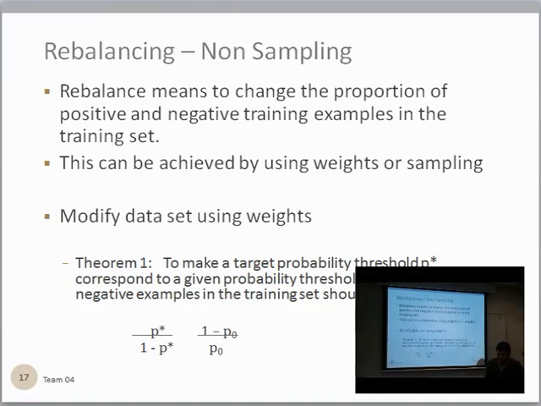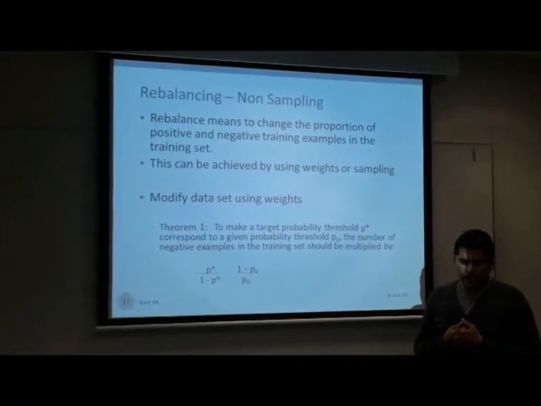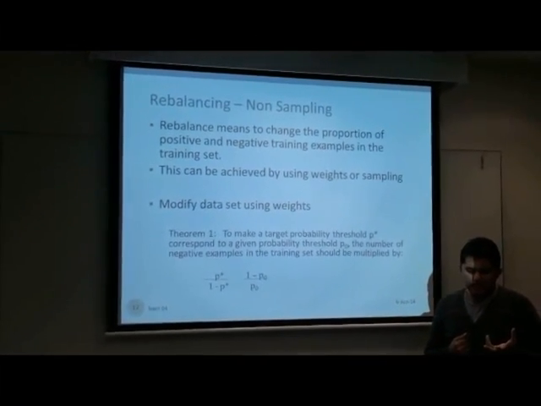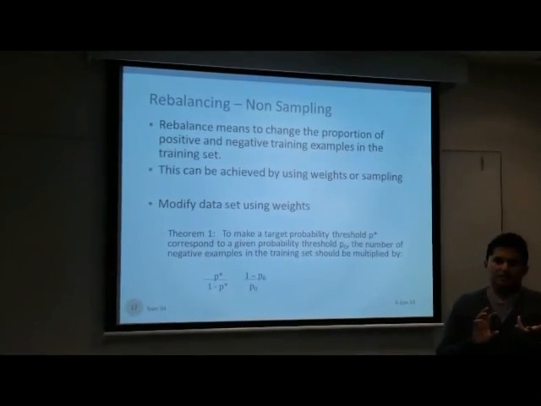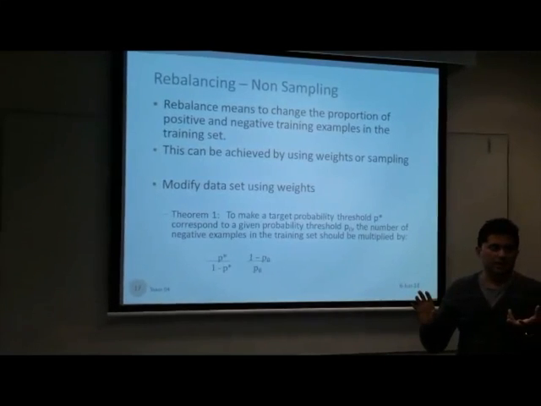So, when you talk about a weight, what happens is you have a number of negative examples in a training set, and this is multiplied by a formula which is given by the first theorem here.